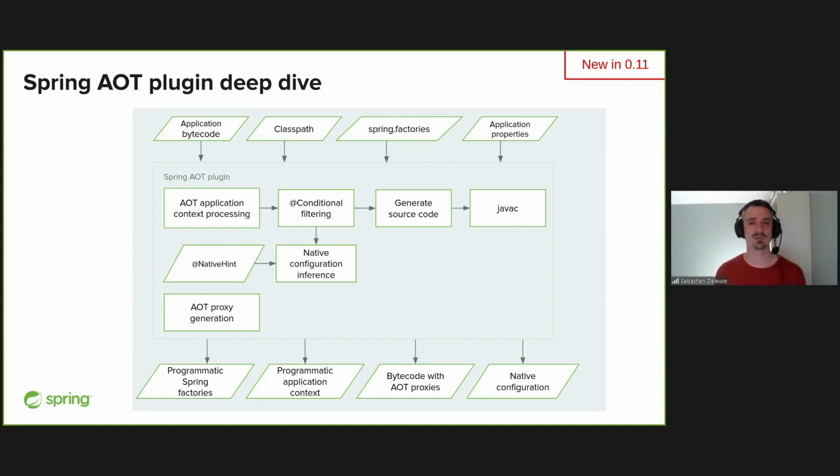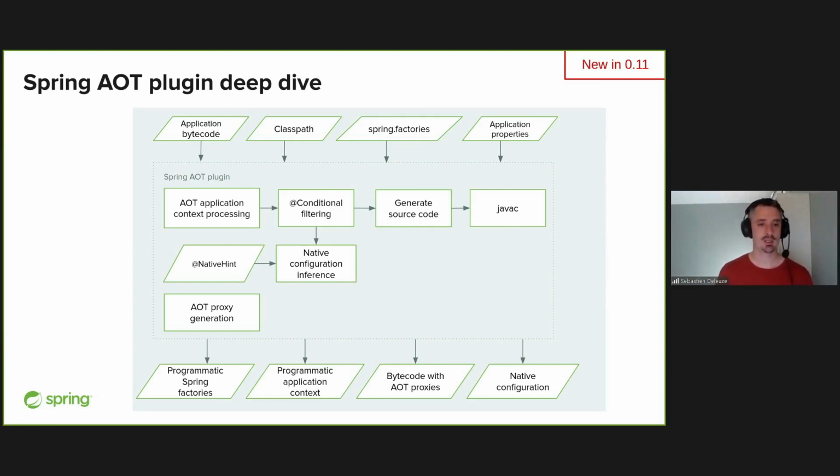In input, we also have Spring factories. Spring factories are basically Spring's plugin mechanism. It's similar to ServiceLoader, but with some Spring-related features. We are also going to use your application properties, like application.properties or application.yaml, in order to understand the configuration of your application, at least the one that we can analyze at build time, because you can still provide additional configuration at runtime. Then we have the Spring AOT plugin, but the new version that will be available in our upcoming .11 version.